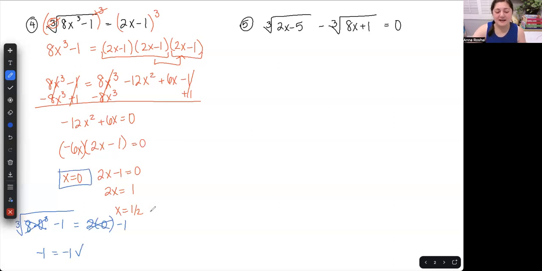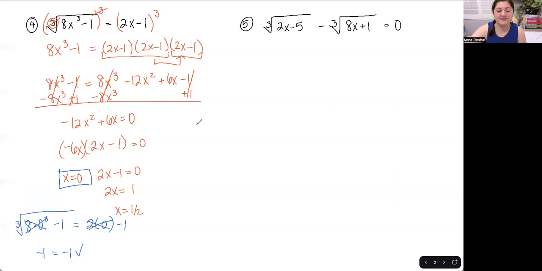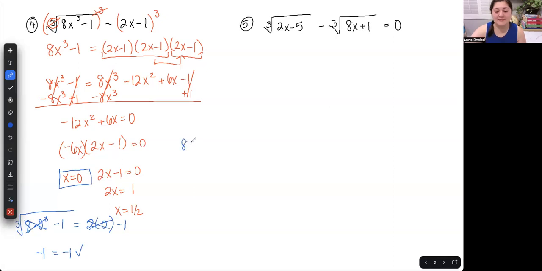So let's see if 1/2 works. I'm going to take 8 and multiply it by 1/2 to the 3rd power. So that would be 8 times 1/8, because 2 to the 3rd is 8. Basically 1 minus 1 is 0. The cube root of 0 is 0.